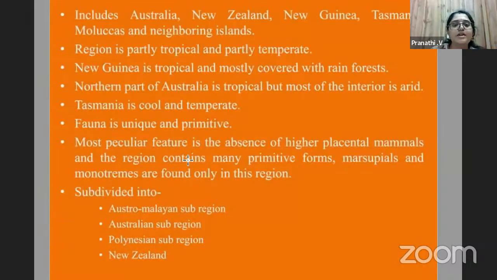When it comes to the Australian region, this includes regions of Australia, New Guinea, Tasmania, Moluccas, and other Filipino islands, in fact. New Guinea is a place covered mostly with rainforest. Tasmania has a cooler temperature. So you have a unique flora and fauna over there, and more specifically the marsupials present in that area. It is again divided into Austromalian, Australian, Polynesian, and New Zealand regions.